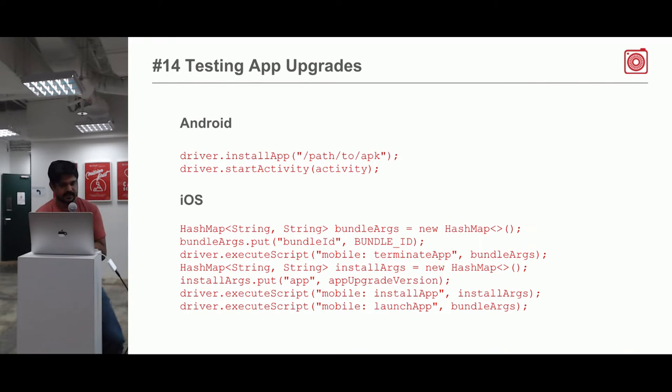To test, you need two different files to be installed: one with the older version, one with the latest version. First you need to install the older version, and then start using this command for the latest one to be installed.